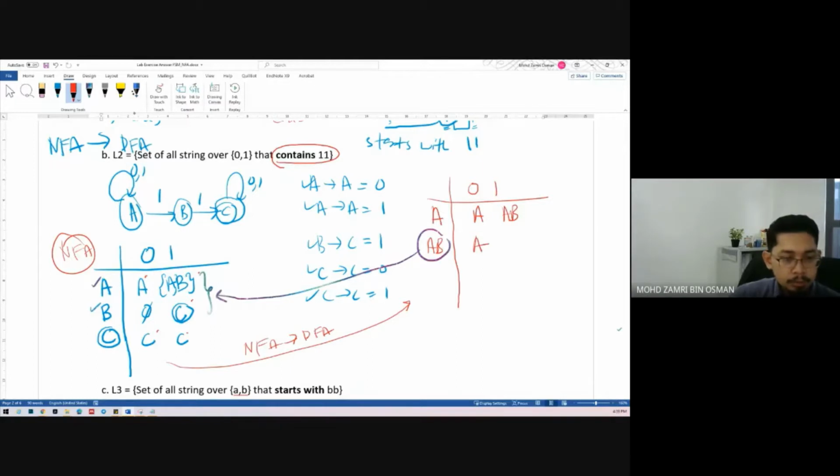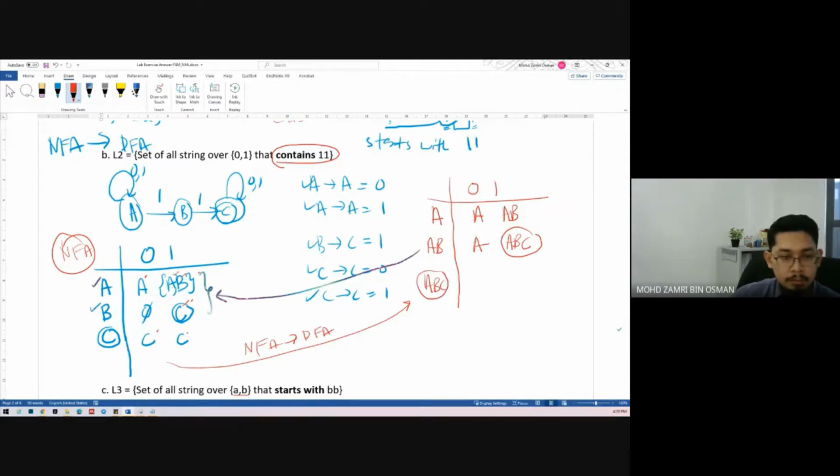Okay, so AB and C, we need them together to become ABC. Since C in the NFA table here refers to the end state, we highlight this one. I'll remove the circle here. So we have ABC as the end state, the final state.